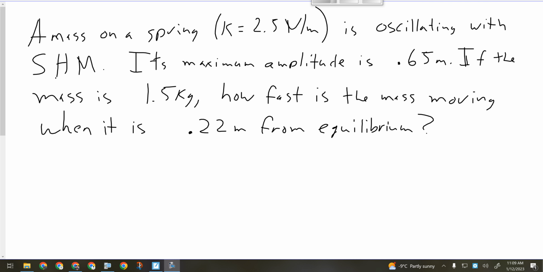Okay, so on this one here, we've got a mass on a spring. We know what k is, and it's oscillating with simple harmonic motion. Its maximum amplitude is 0.65 meters. All right, so that's an important thing to know. Amplitude is 0.65 meters. k is also an important thing for us to know. 2.5.